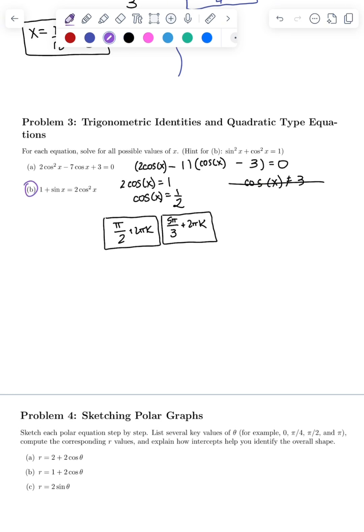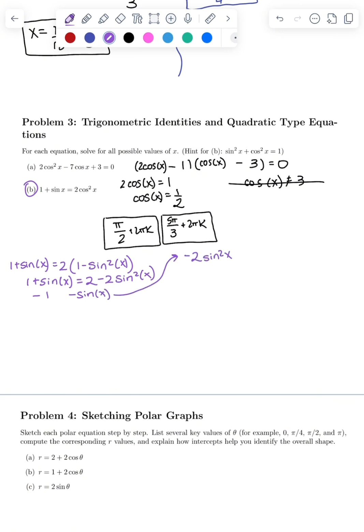For B, we're going to do 1 plus sine of x equals, and so we're going to make cosine squared of x into 1 minus sine squared of x. So 1 plus sine of x equals 2 minus 2 sine squared of x, and then subtract 1, subtract sine of x, and that leaves us with negative 2 sine squared of x minus sine of x plus 1 equals 0. Then we're going to factor that to solve for x.